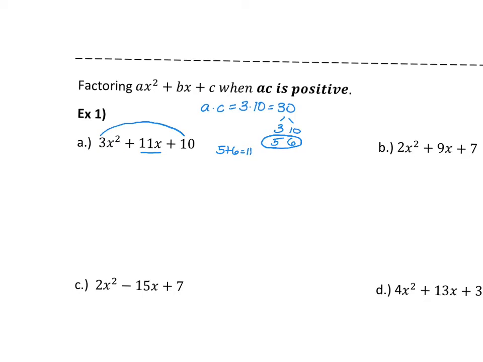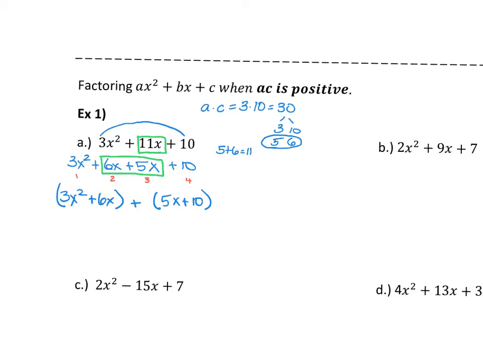Okay, so I'm going to rewrite this entire thing. So instead of 3x squared plus 11x, it's going to say plus 6x plus 5x plus 10. So if you notice, I completely replaced 11x by the 6x plus 5x. Okay, so now I have 1, 2, 3, 4 terms. Once you have the 4 terms, you can group. So I put 3x squared plus 6x together in one group, and then I'm adding it to my second group of 5x plus 10.